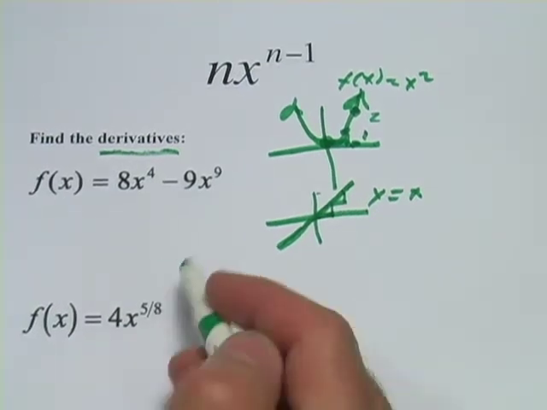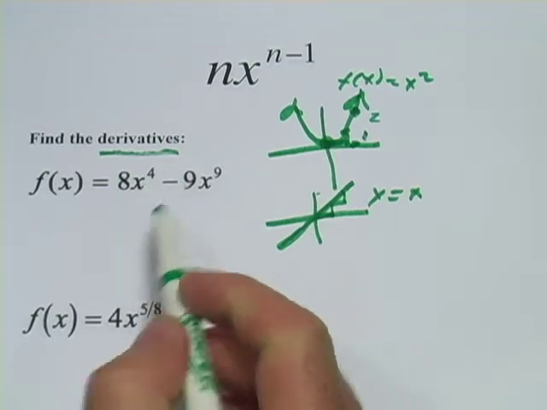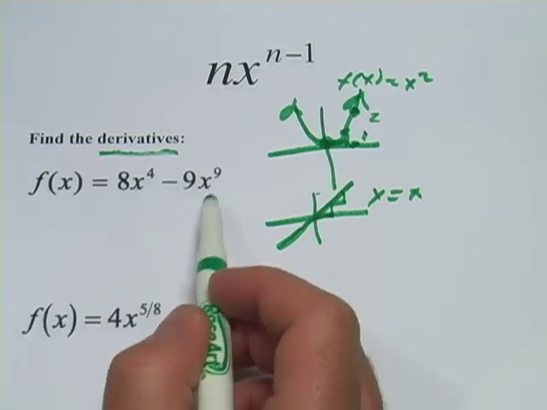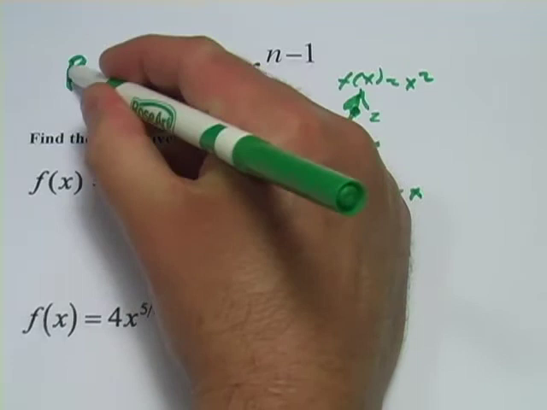For right now, we're going to be working with taking derivatives of polynomials. So x raised to certain powers and constants multiplied by it. The rule here is called the power rule.